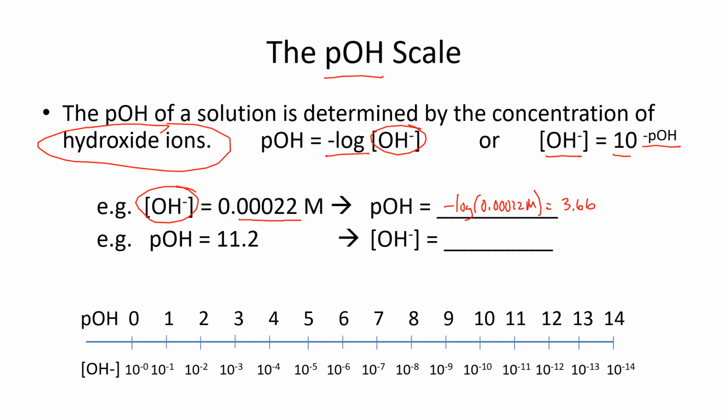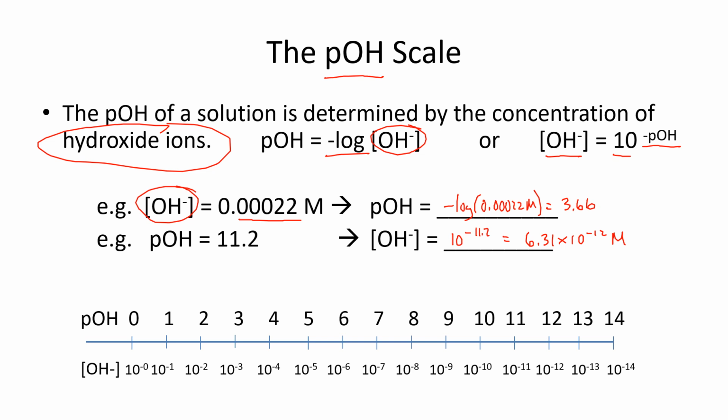And then if you want to do the reverse, if you want the hydroxide ion concentration from the pOH, you would say 10 to the negative 11.2 for this value, and it would spit out 6.31 times 10 to the negative 12 moles per liter. And so again, you would end up with this scale with a huge range.